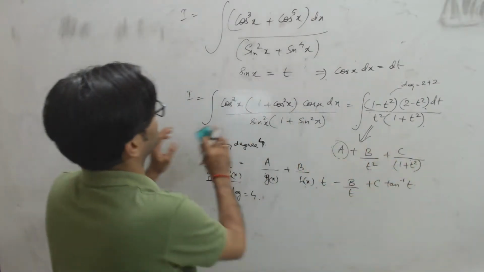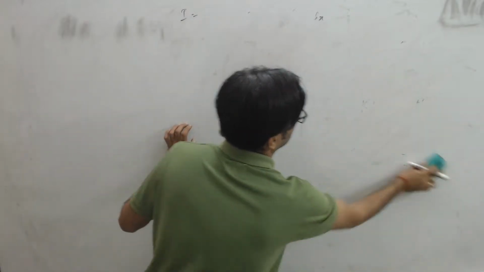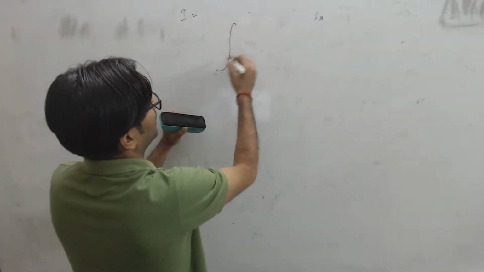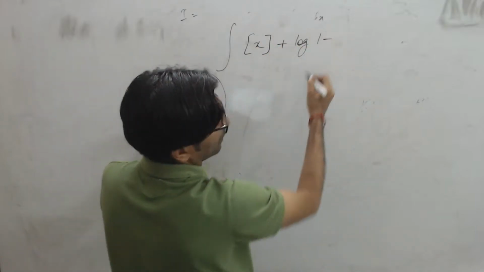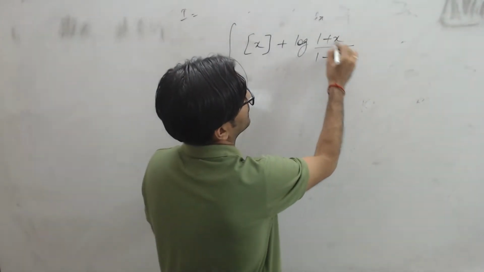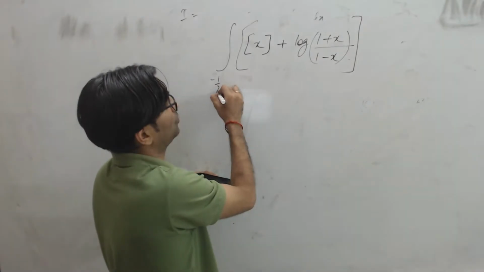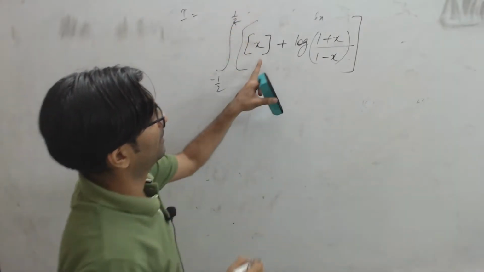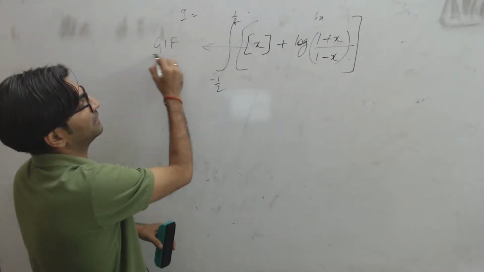Let me write the expression here again. Sorry for the confusion. Question is this: integral of GIF of x plus log of 1 plus x over 1 minus x over the range minus half to plus half, right? This is greatest integer function. I hope you remember the greatest integer function.